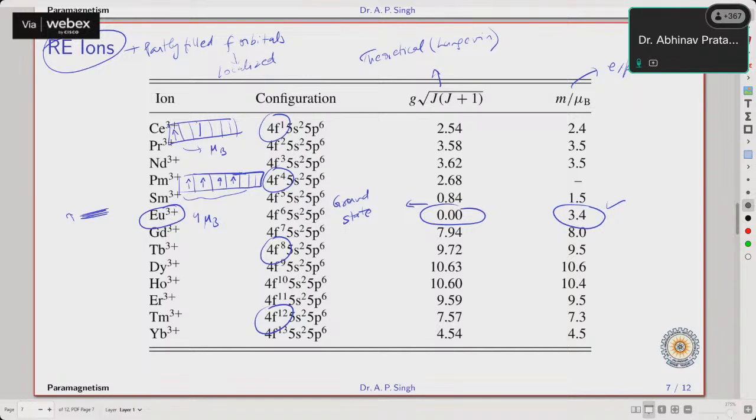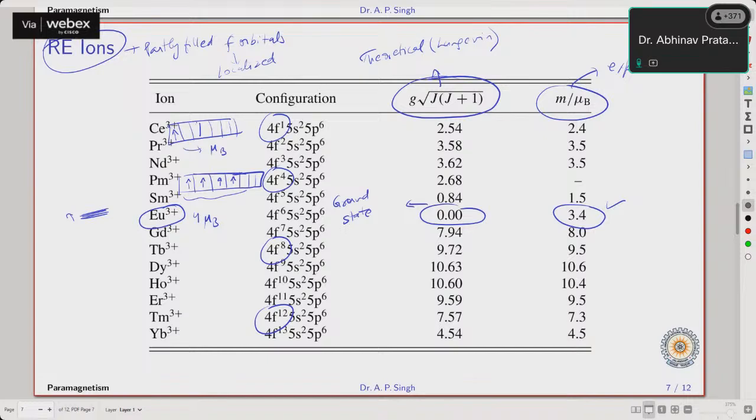But this is not true. You have to take the total angular momentum here. That means that you have to consider spin also and the orbital also. Then only you can arrive at the right experimental values. Okay, so why we are focusing on f orbitals is because with bonding they are not disturbed. So their spin is intact, and therefore it is easier to deal with such kind of materials.